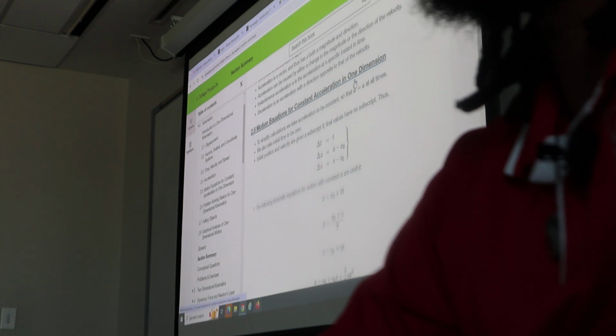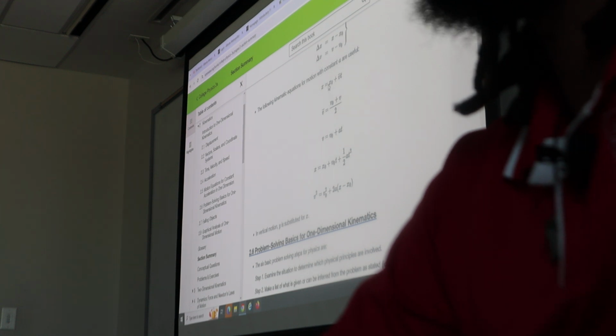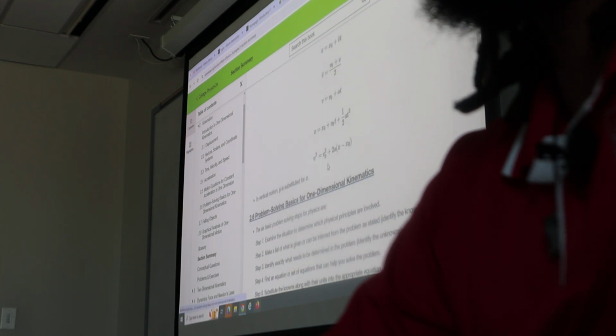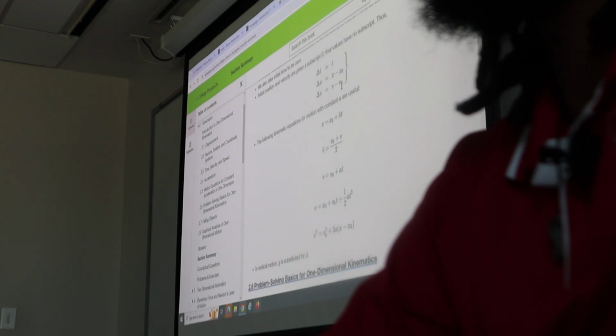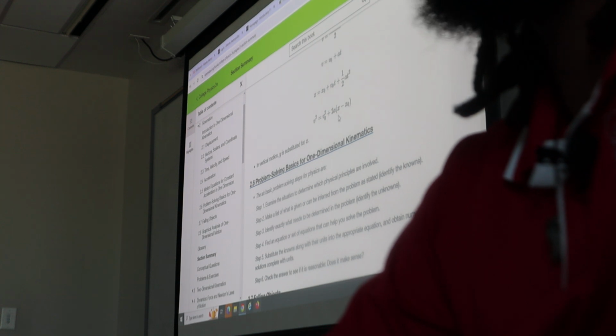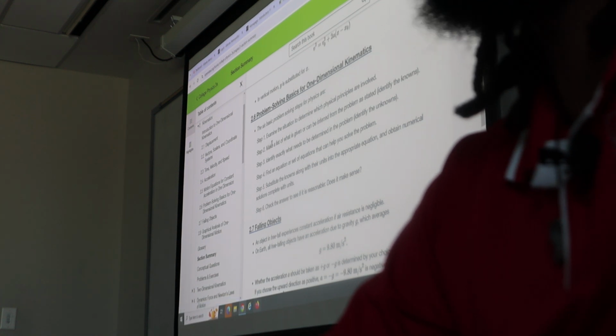Motion equations for constant acceleration. So we had our kinematic equations. So we got to understand that. So here's that plus. Yeah, here's where they use that plus. I don't know why they had the minus on that first one. Anyway, problem solving basics for one-dimensional kinematics.